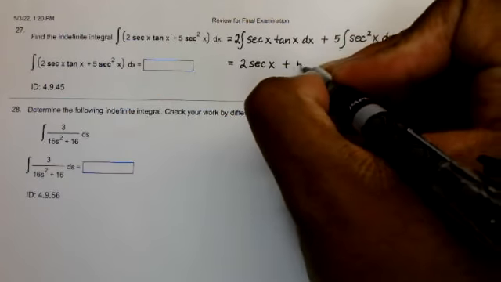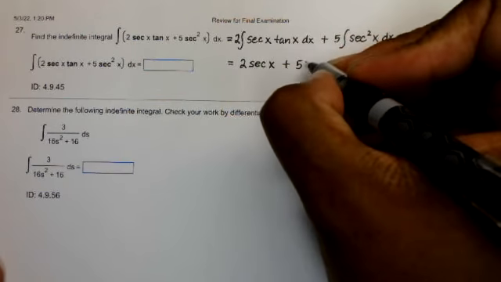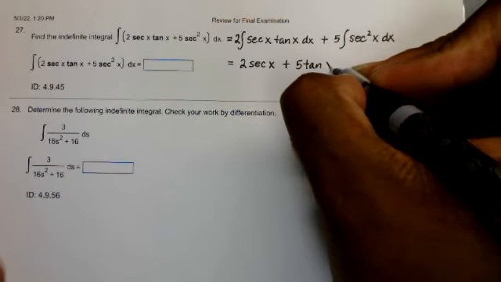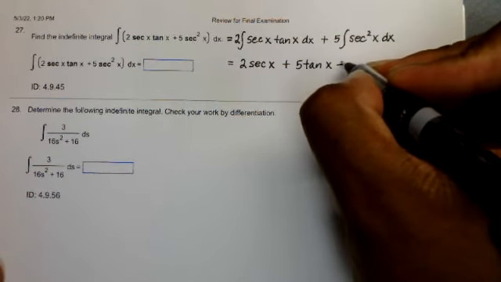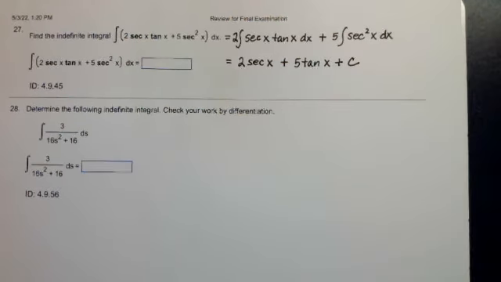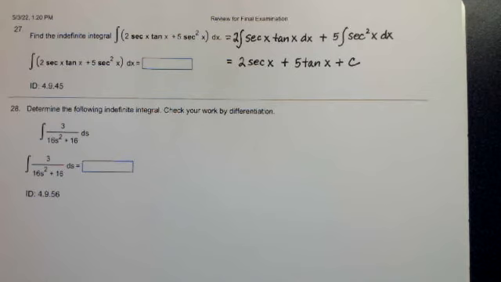Well, I need to bring that 5 down. The integral of secant square of x will just be tangent x, because the derivative of the tangent x is the secant square of x. And then, of course, since it's an indefinite integral, you must include that plus c. And the same holds true for problem number 26 that I did not too long ago. So that integral of 2 secant x tangent x plus 5 secant square x dx would be 2 secant x plus 5 tangent x plus c.